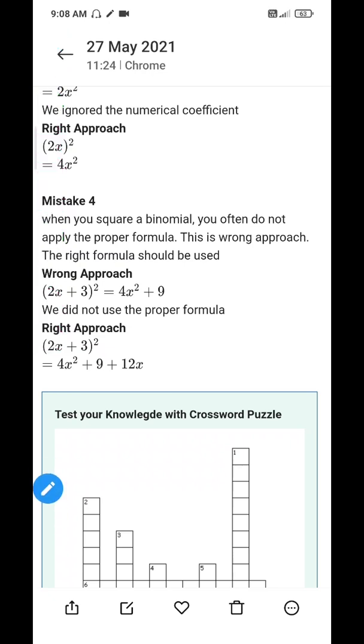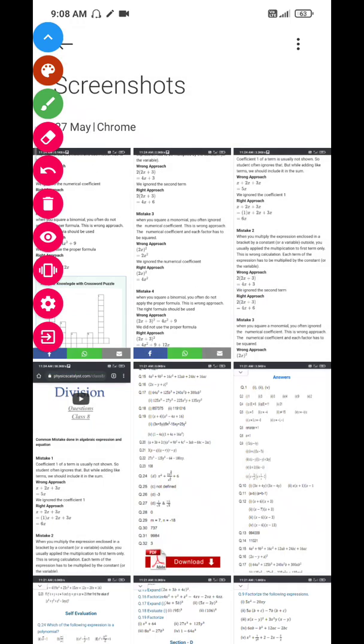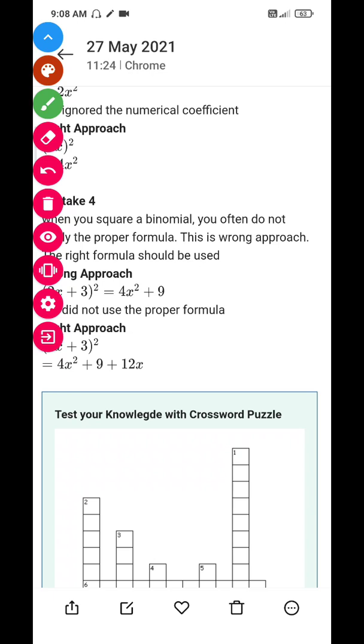So these are the 4 mistakes that I wanted to show you. Please keep them in mind while you deal with algebraic expressions.